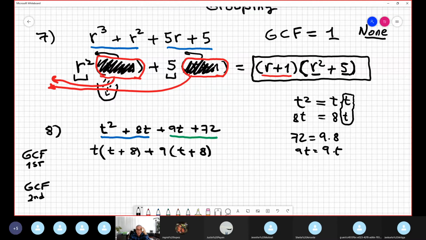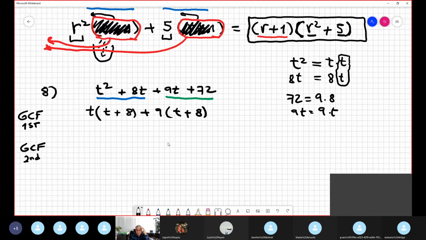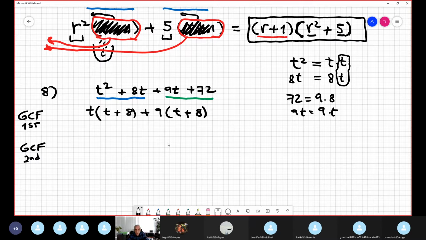In this moment, what is my face? My face is happy or sad? Because sometimes it's sad, it's happy, because t plus 8 is the same. Sometimes, if I make a wrong selection, you don't get the same factor. In this case, everything is happy because it's the second example. But it is not always happy. So I can see that t plus 8 is a common factor. I factor out the second time.